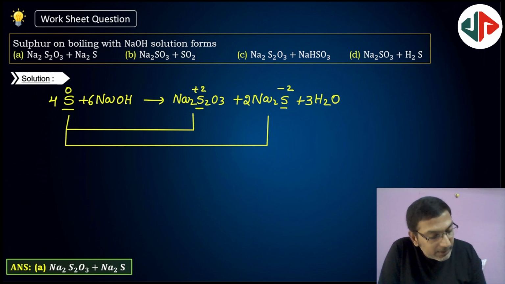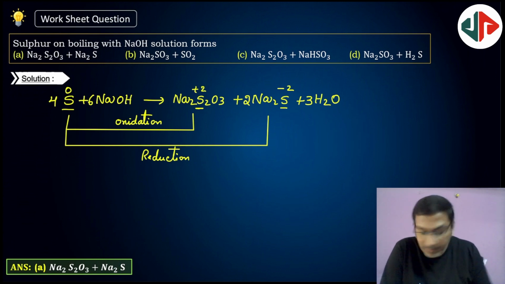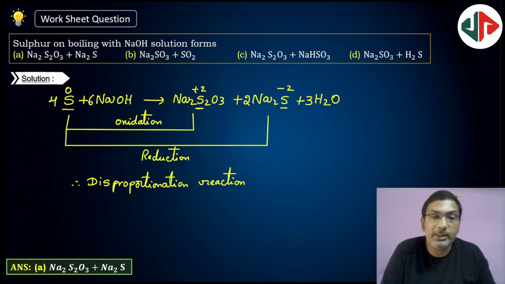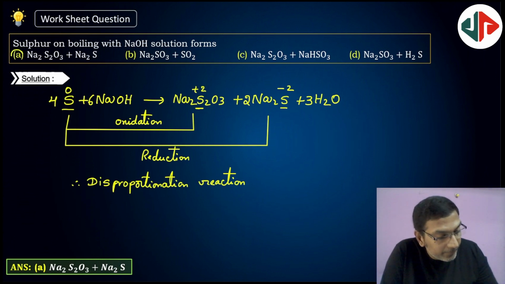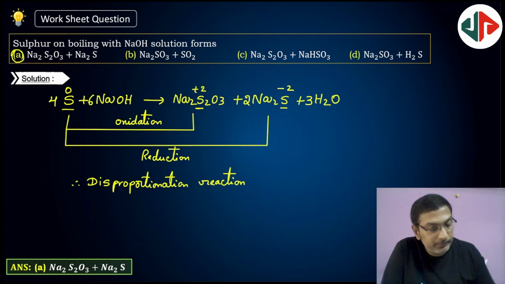So 0 to plus 2 is oxidation, increase in oxidation state, and 0 to minus 2 is decrease in oxidation state, reduction. So therefore the same substance undergoes both oxidation and reduction simultaneously. Therefore this is best example for disproportionation reaction. Disproportionation. Very, very important. So option A. Sodium thiosulfate and sodium sulfide will be formed. Next.